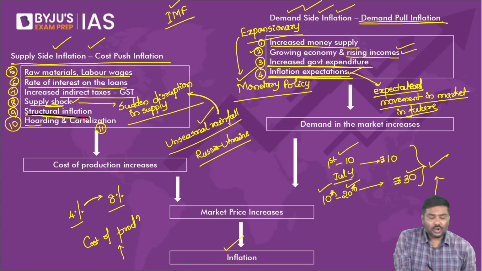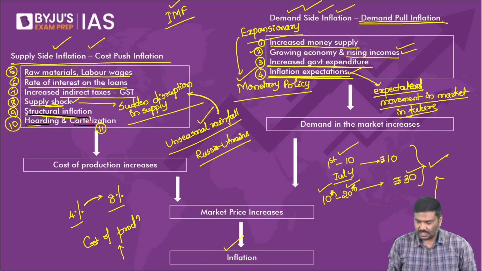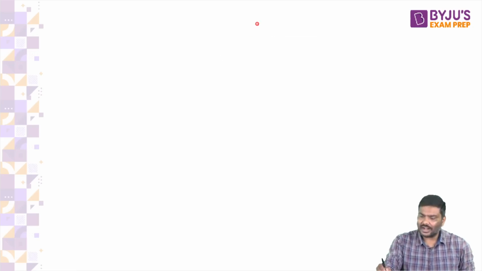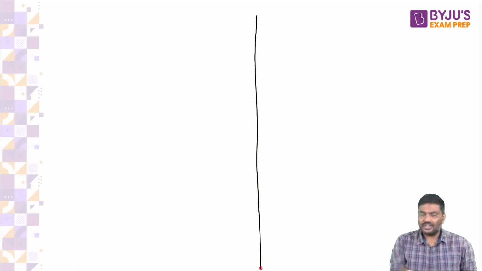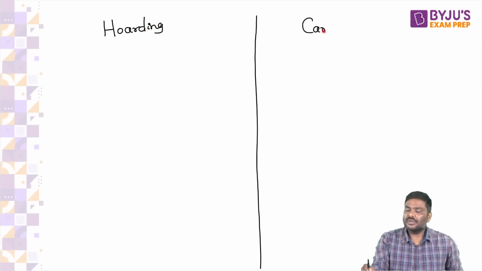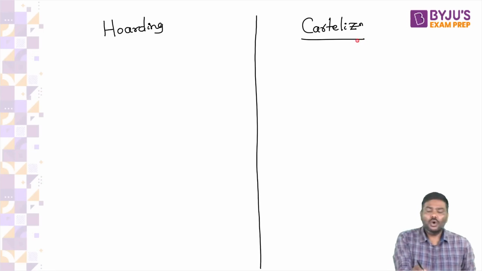Next one is called hoarding. Let me explain. After that, we'll discuss cartelization. Now, what do you mean by hoarding and cartelization? On one side, we'll discuss hoarding. On the other side, we'll discuss cartelization. Now, what do you mean by hoarding? Hoarding simply means, I'll write the definition here.